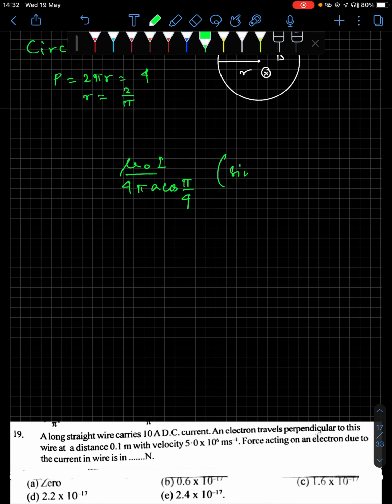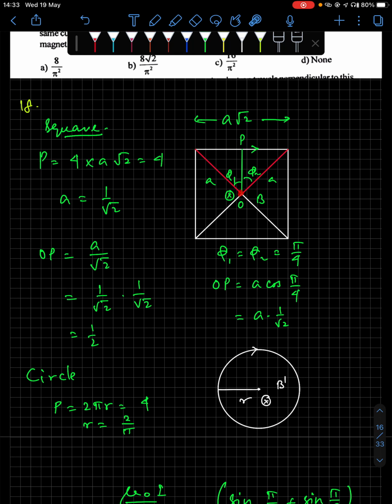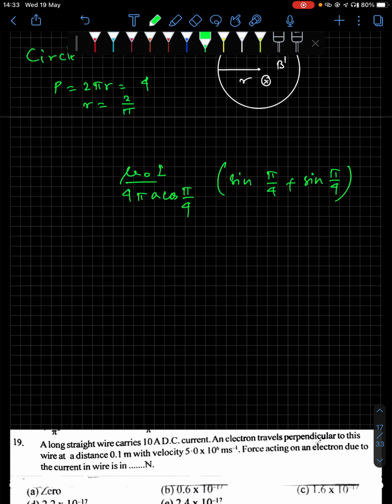Okay, and sine phi 1 plus sine phi 2, so sine 45 plus sine 45. Now this is the magnetic field at this point O due to this part only, due to this length, A root 2 length. Now for all the four branches the magnetic field will be entering the page, and therefore total magnetic field due to this square frame will be 4 times this.